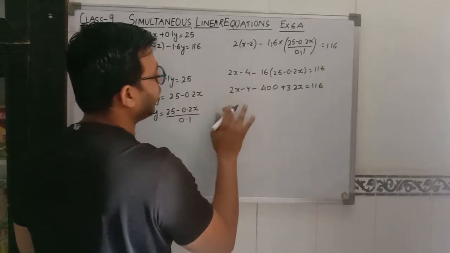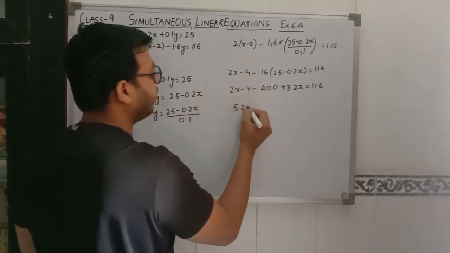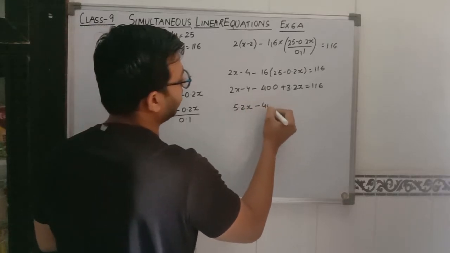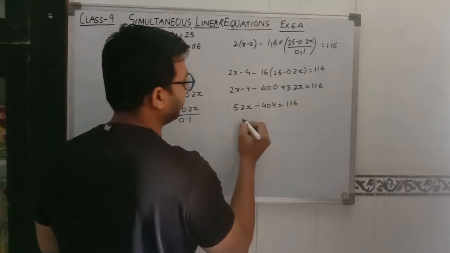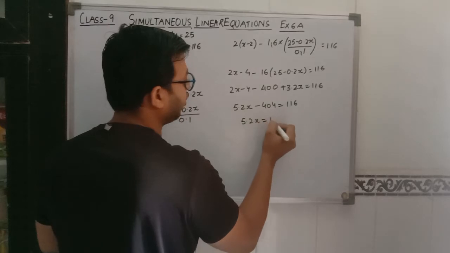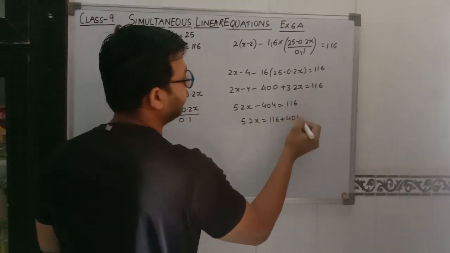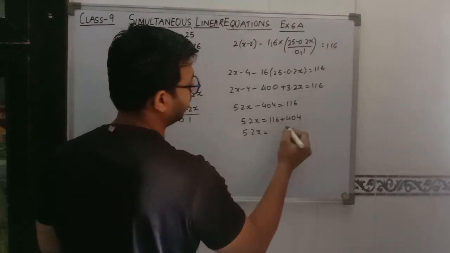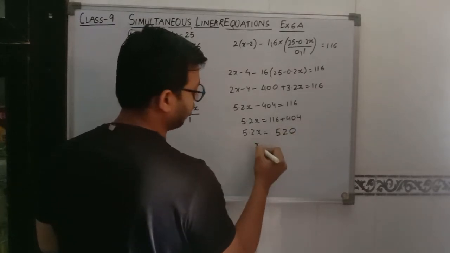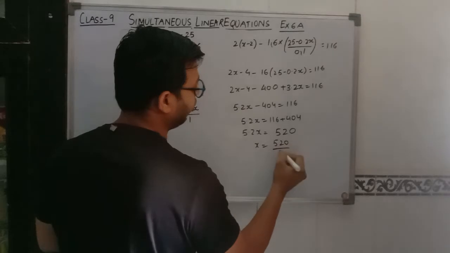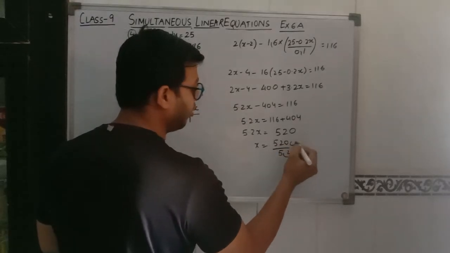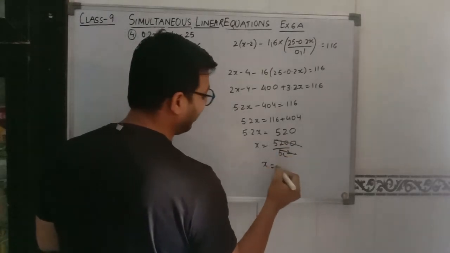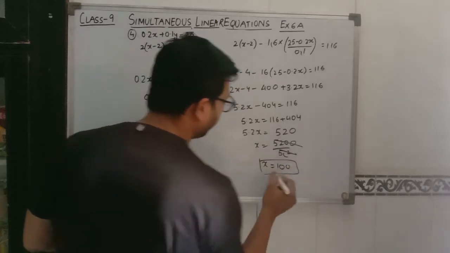Now 2x and 3.2x, when you add them, the answer will be 5.2x. It will become minus 404 is equal to 116. So 5.2x is equal to 116 plus 404. So 5.2x is equal to 520. So x is equal to 520 divided by 5.2. The point will be removed. When you cancel that, the answer will be 100. So the x value is 100.